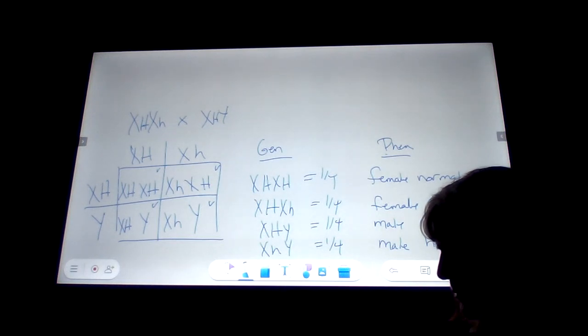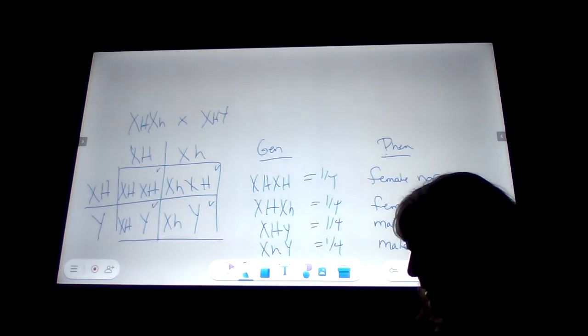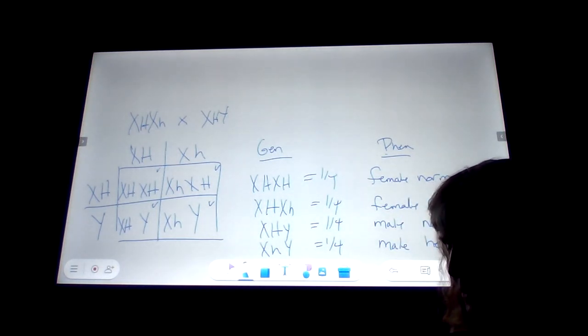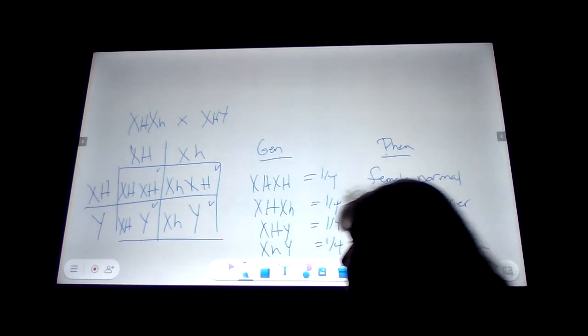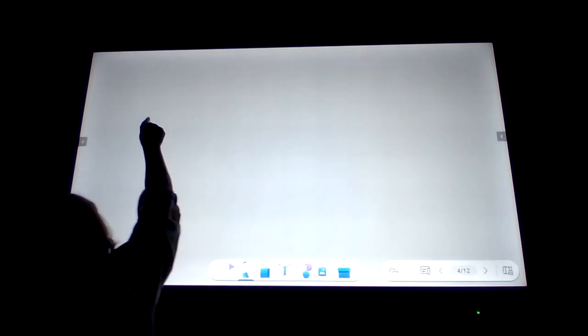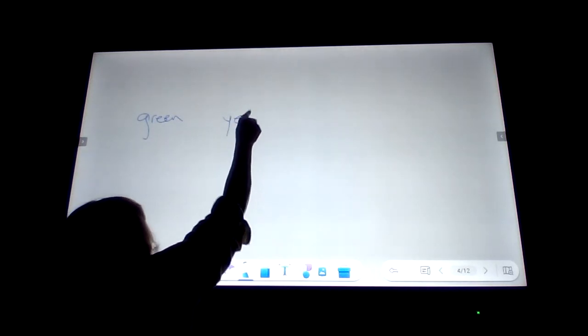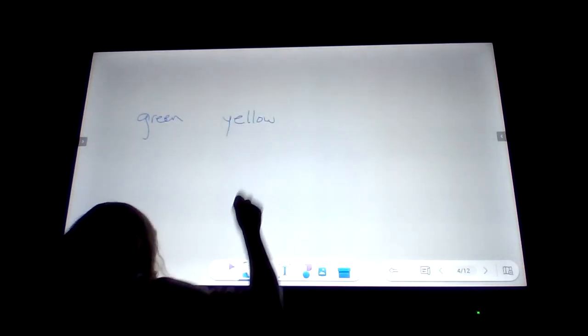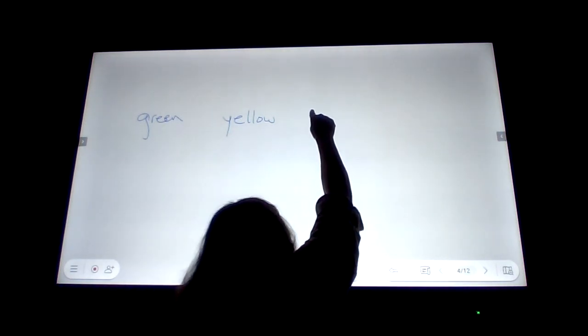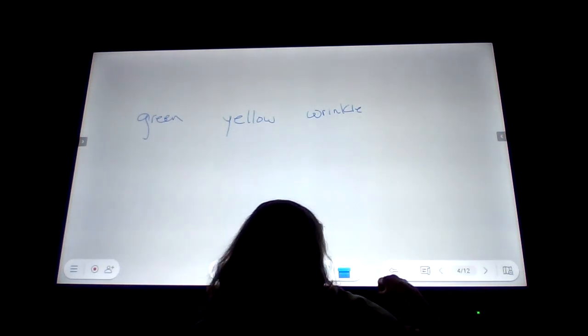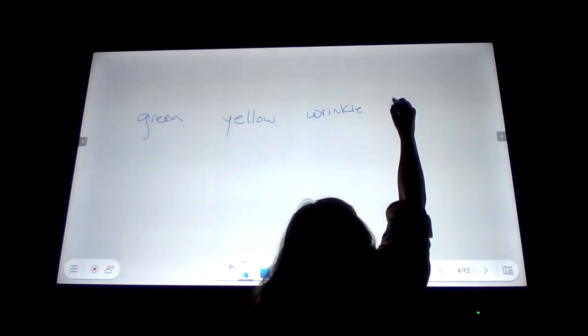It says cross a pure green-leafed, wrinkled seed plant with a yellow-leafed hybrid round seed plant. Green-leafed and round seeds are dominant. So we've got 4 traits that we're looking at here. We're looking at green and yellow, so we're looking at color. And we're looking at wrinkled and round. So what does our seed look like? We've got wrinkled and we've got round.